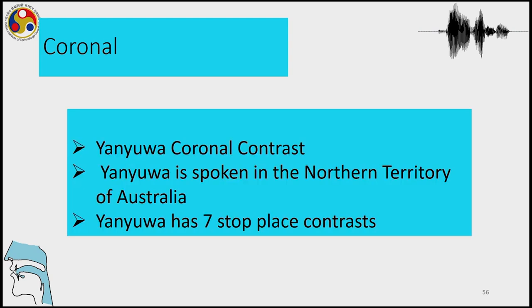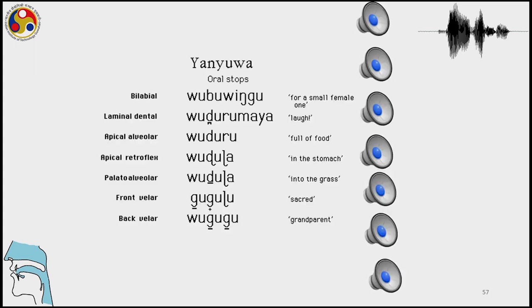Finally, going back to the coronal contrast, we want to see how many stop contrasts a language can possibly have. The largest number of stop contrasts is seen in a language called Yanbuya, and we have Yanbuya data from the Ladefoged and Maddieson repository. We can see the seven-place stop contrast in Yanbuya: bilabial, laminal dental, apical alveolar, apical retroflex, all these coronal sounds, and then palato-alveolar, and then a velar, a front velar as well as a back velar.